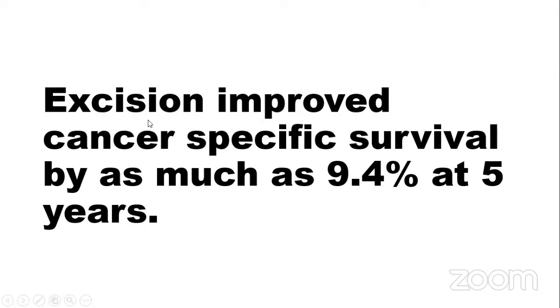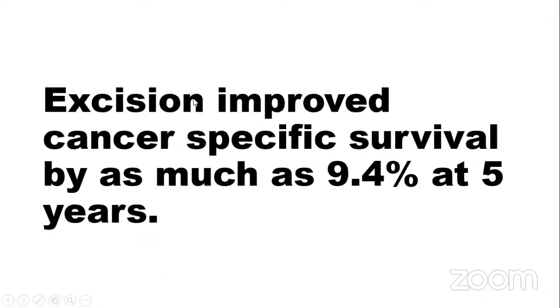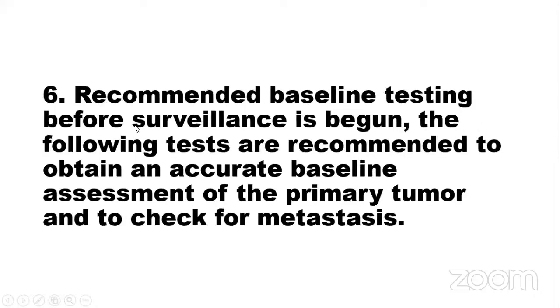So this study compares surveillance with excision. It compared those patients who underwent partial or radical nephrectomy with those who underwent non-surgical management, that is surveillance, no excision, no ablation. Excision improved cancer-specific survival by about 10% at 5 years.